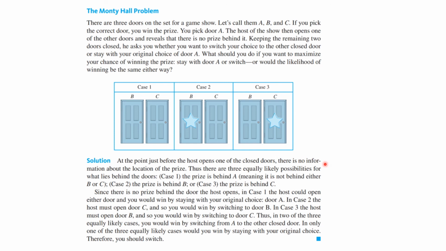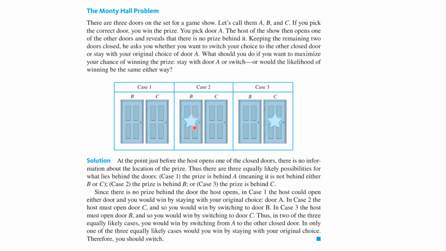At the point just before the host opens one of the closed doors, there is no information about the location of the prize. Thus, there are three equally likely possibilities for what lies between the doors. Case 1, the prize is behind A, and so B and C are empty. The next case is that the prize is behind B and not in C, and A again can't have the prize because there's only one prize. This is a case where A wins.